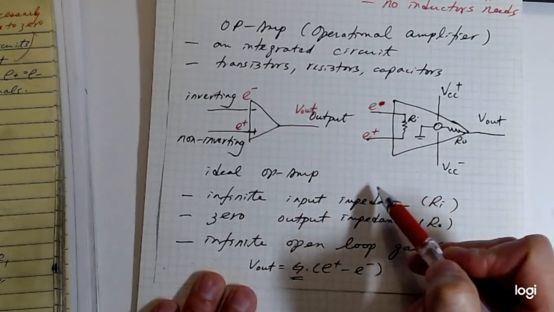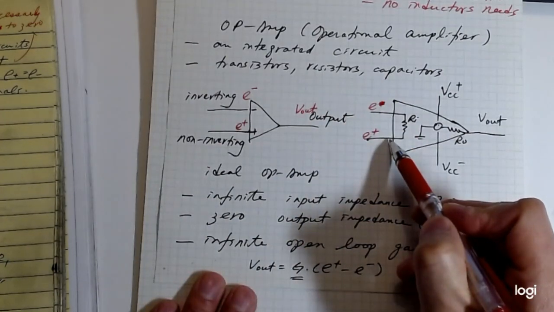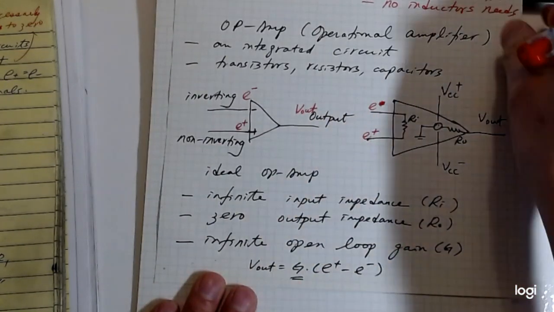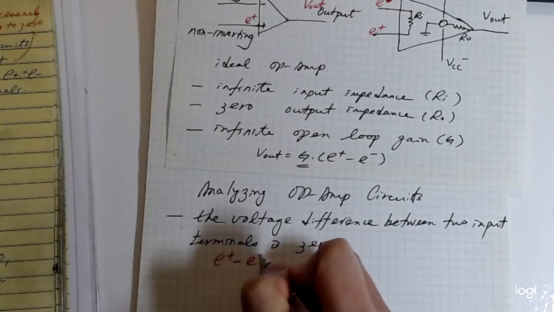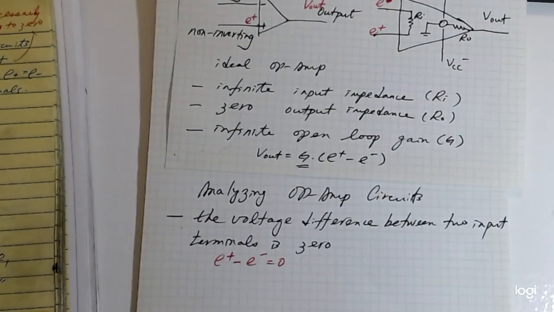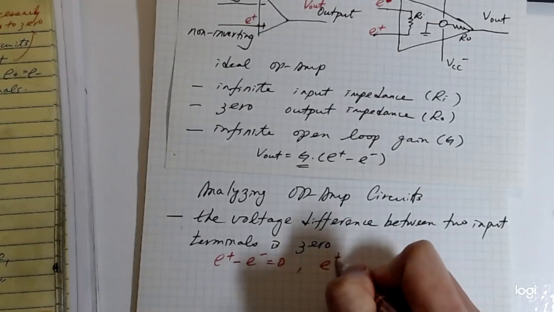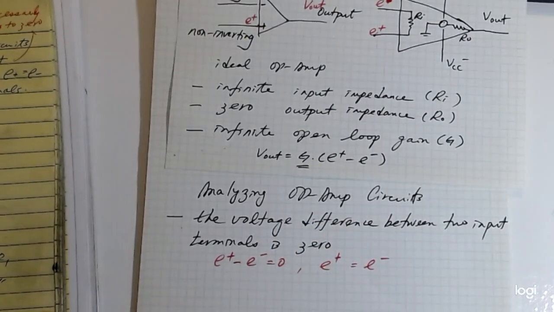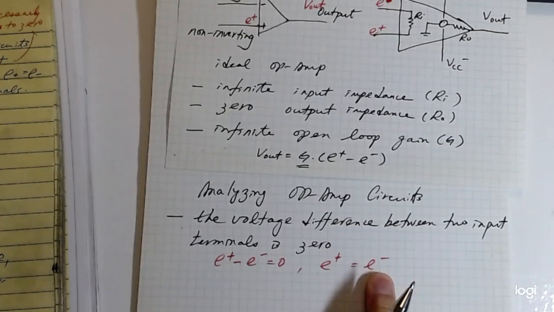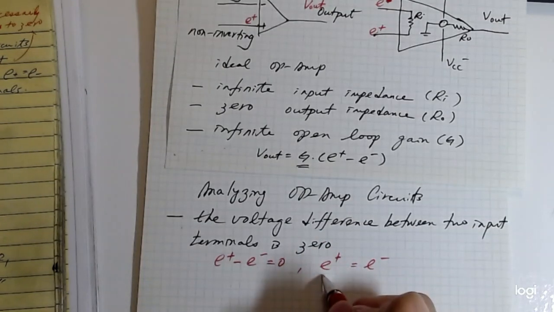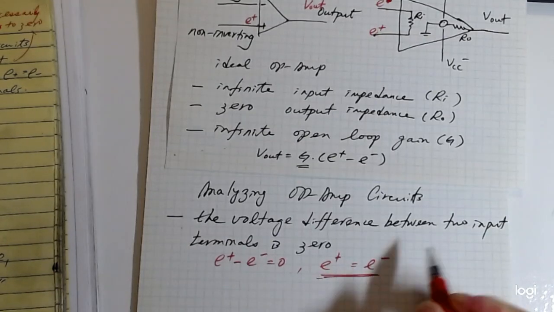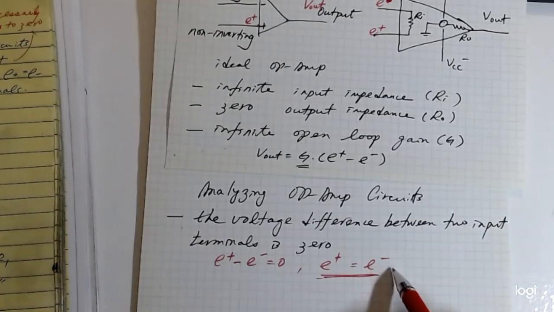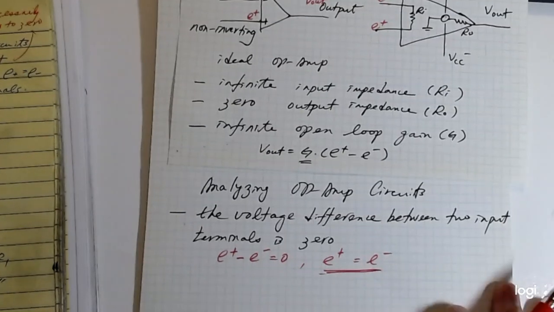There's no difference between these two. In other words, the difference is equal to 0. In other words, E positive is always equal to E negative. But it doesn't need to be 0, just equal. If one of these terminals is connected to ground, then it's 0. But E positive equal to E negative is always true; equal to 0, not necessarily, depends on the circuit.